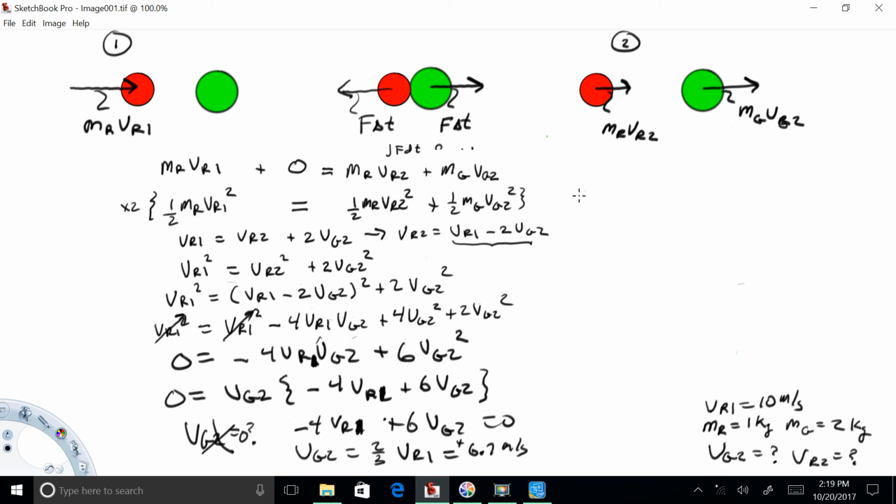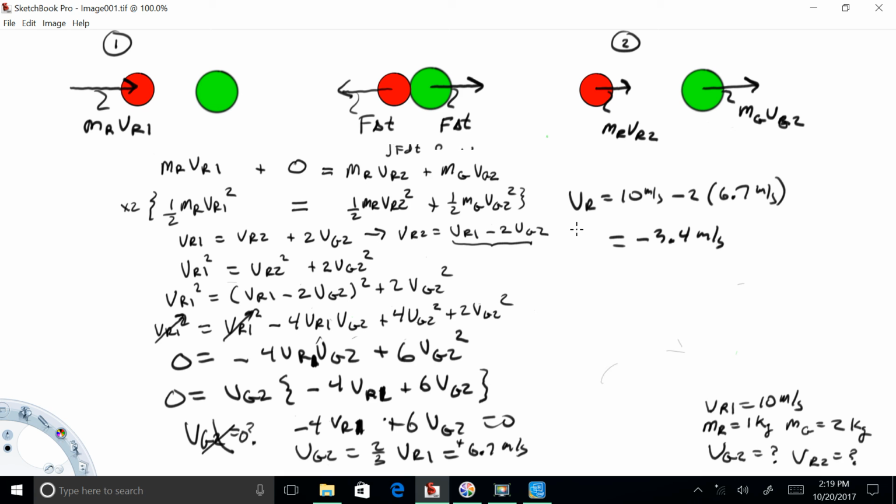VR2 we can get right here. VR2 is therefore equal to VR1, 10 meter per second, minus twice 6.7 meter per second. And I'm just going to use my calculator here because it's late in the day and I'm tired. Minus 3.4, or give or take, minus 3.4 meter per second.